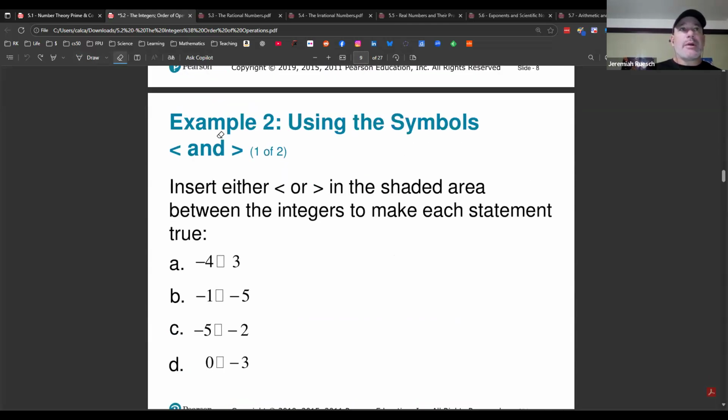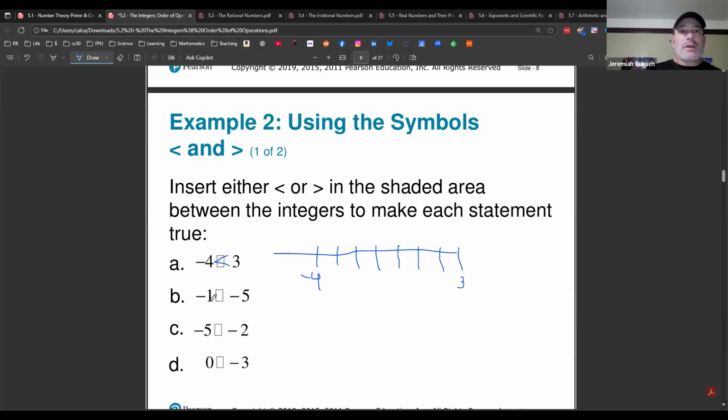An example, if we wanted to include that here, -4. If we look at our number line, -4 is over here, and we have -3, -2, -1, 0, 2, and 3. And so since -4 is further to the left, we know that it is less than 3.